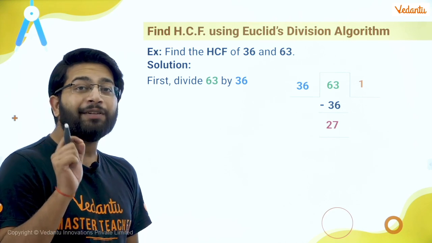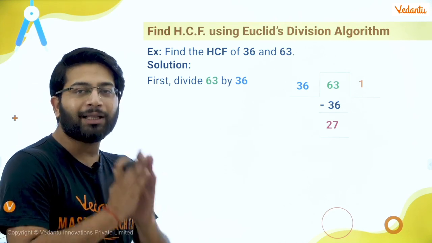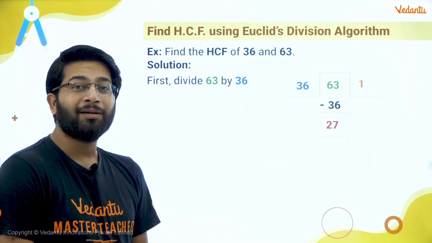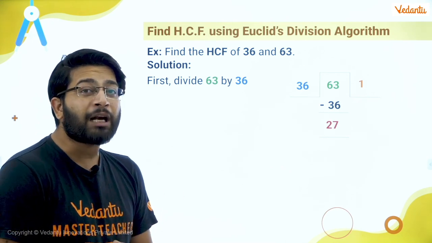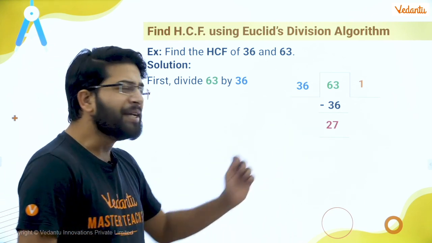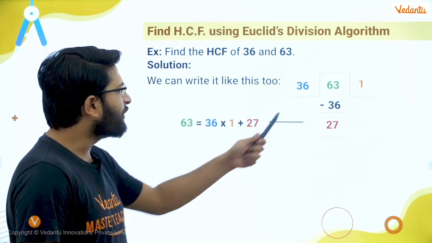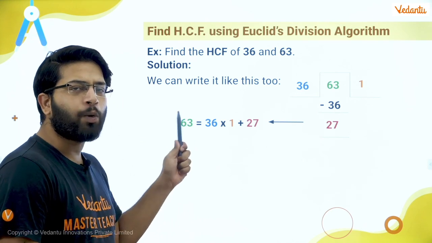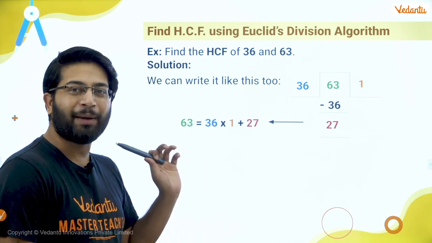But in the Euclid division algorithm, when we are finding the HCF, I want my remainder to be equal to 0. And until I get my remainder equal to 0, I will keep dividing. Okay, let me show you. Here the remainder is 27. First of all, I can write with the help of Euclid division lemma: dividend equals divisor into quotient plus remainder.